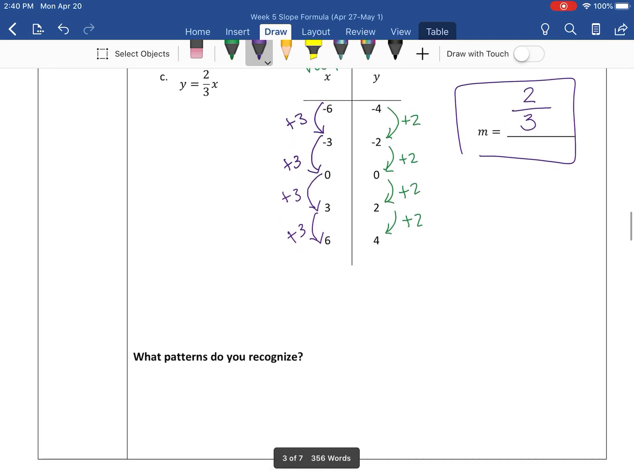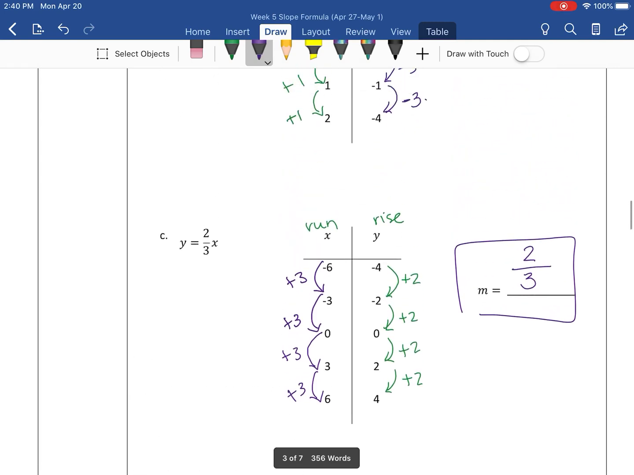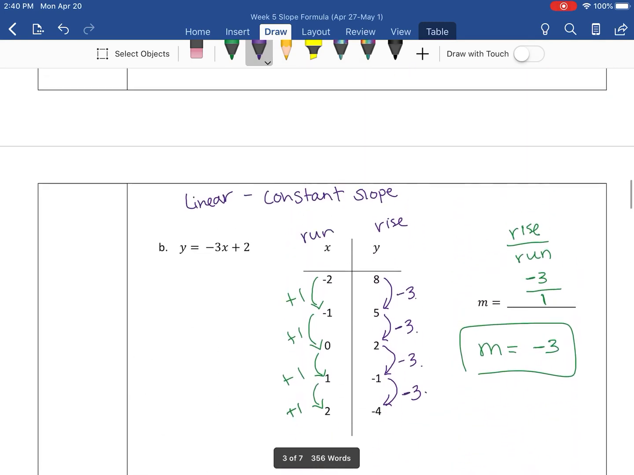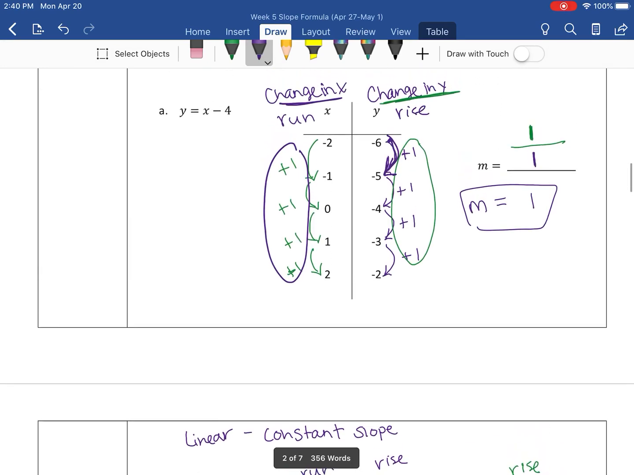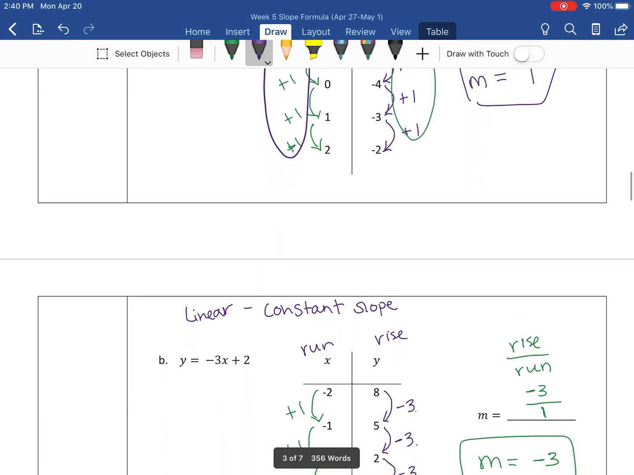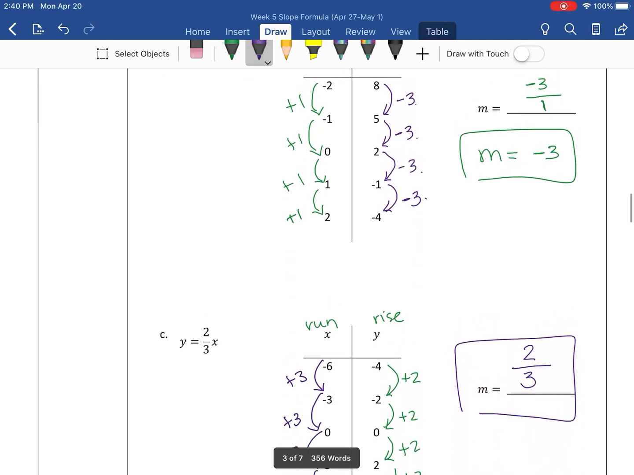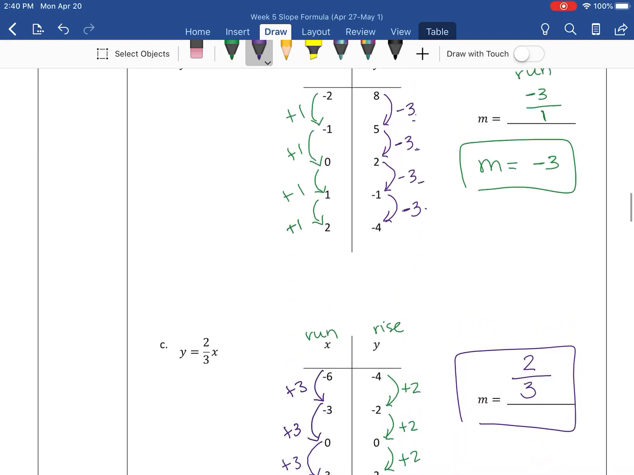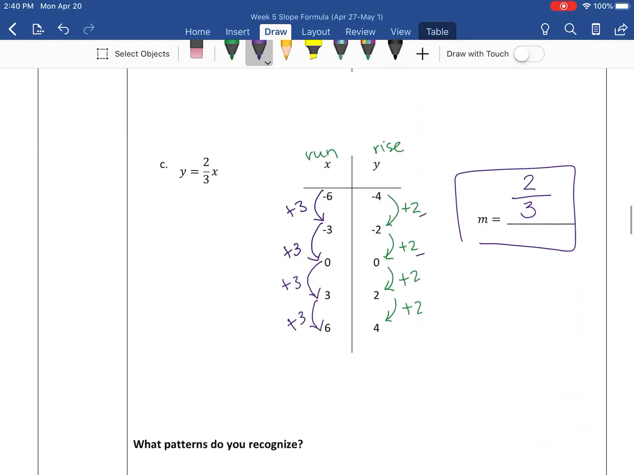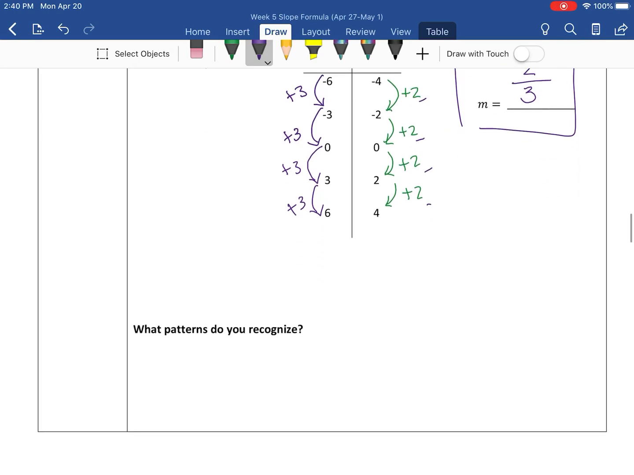What patterns do you recognize that can make this easier? Okay. Hopefully, again, you notice that it's constant, that each time our numbers were the same, right? Our numbers were the same because they're linear, and that's going to help you out.